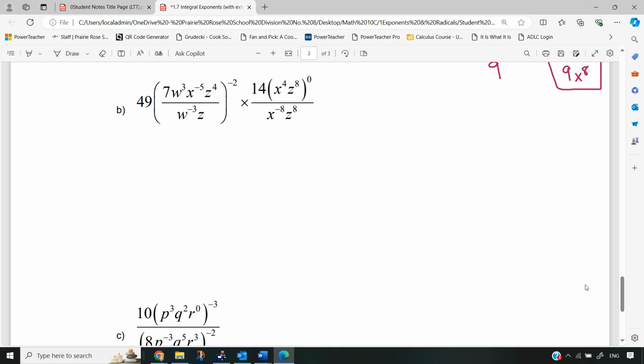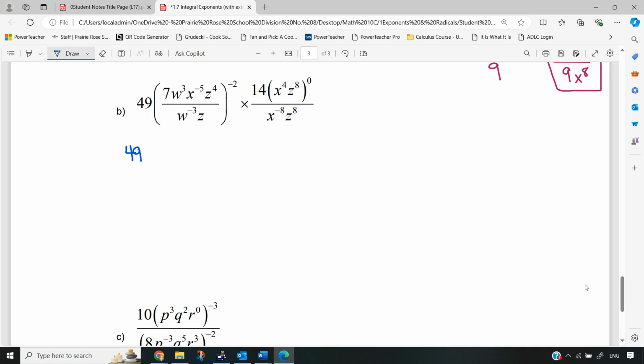Moving on to example 2, we've got, again, quite a complex expression, and we're just going to break it down piece by piece. So I have the 49. I noticed that the piece in brackets here is put to the exponent negative 2, so I'm going to flip that. I'm going to have y to the negative 3 times z, all divided by 7, w cubed, x to the negative 5, z to the 4th, and then all to the exponent of 2. Notice again that as I'm flipping those pieces in the brackets, I am not changing the signs of the exponents. Now that's multiplied by 14.